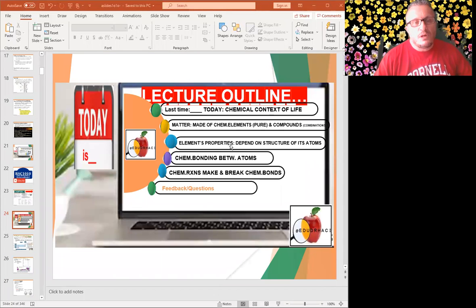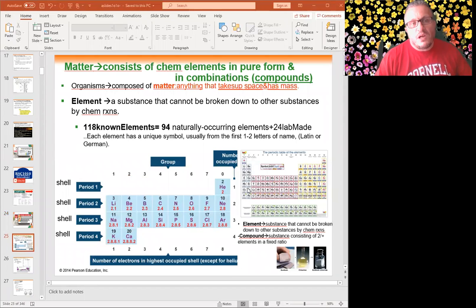Okay, so matter, which is made of the chemical elements, is pure, or compounds, which are a combination. Elements' properties depend on the structure of their atoms. Chemical bonding between the atoms, and chemical reactions make and break chemical bonds. Okay, so the periodic table.